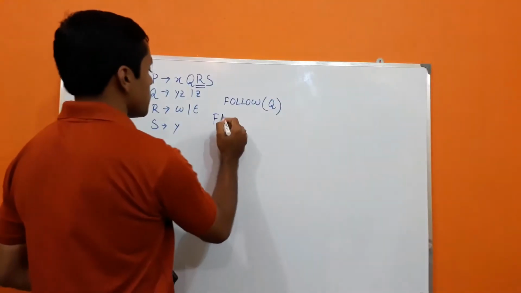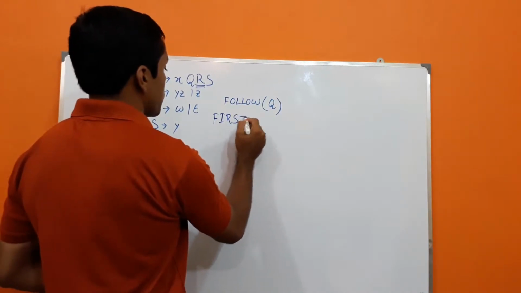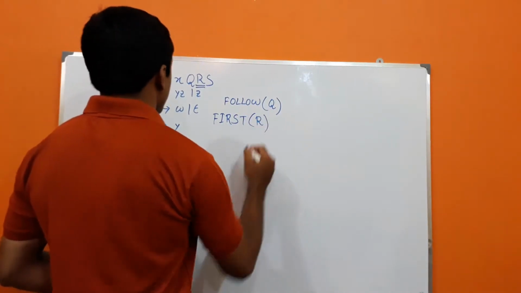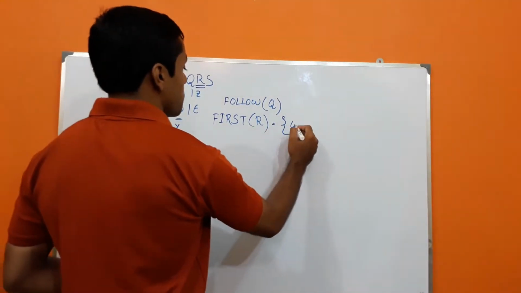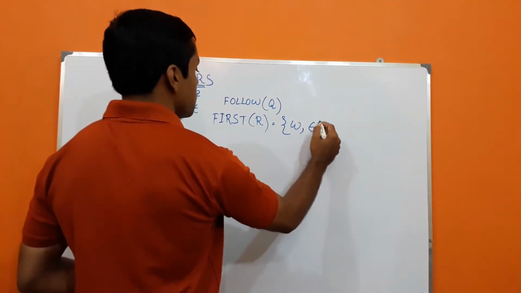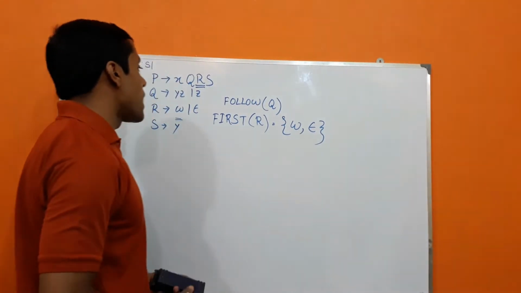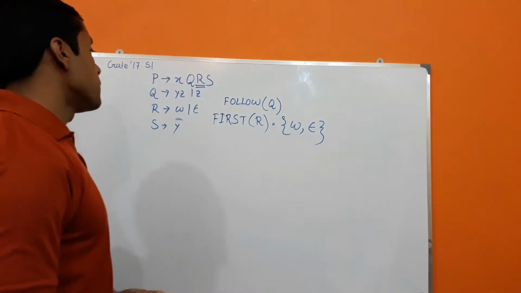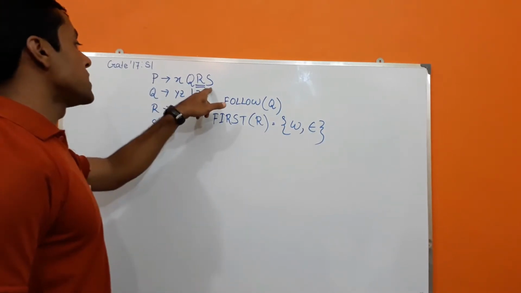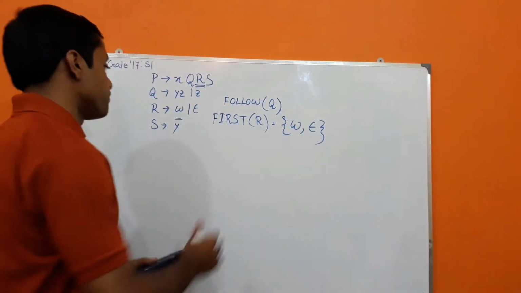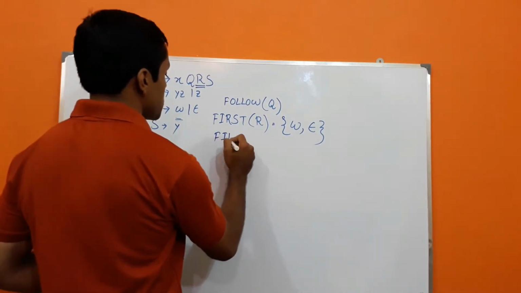So, what is the first of R? Now, the first of R is W and epsilon. Now, as the symbol R is nullable, if I replace R with epsilon, then we have to determine the first of S again. So, what will be the first of S?